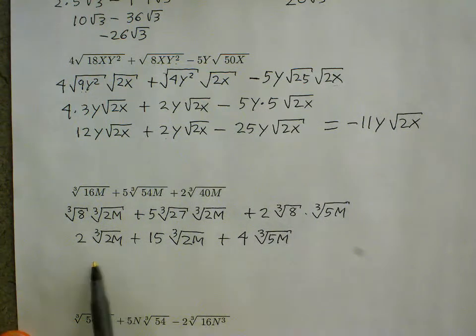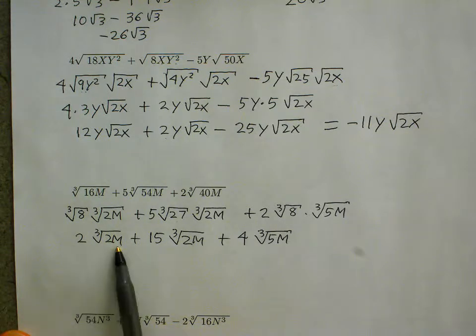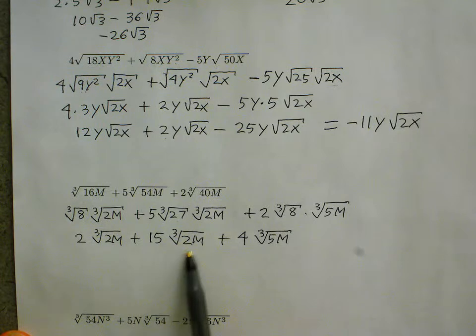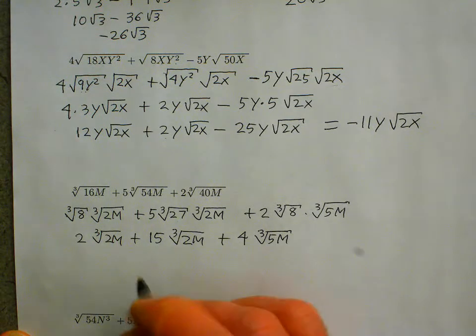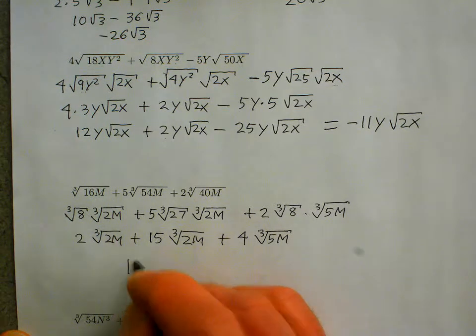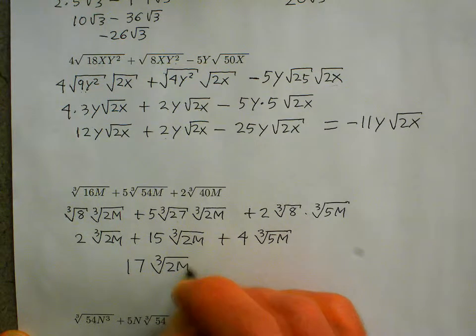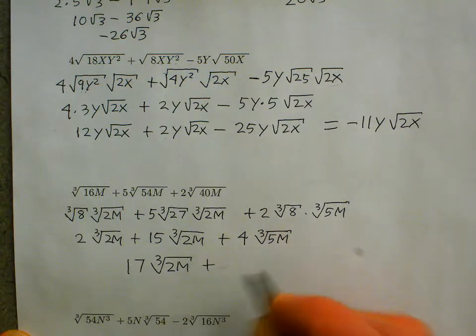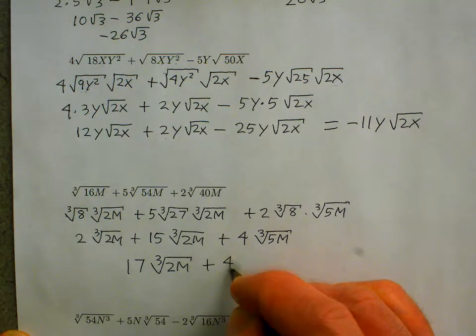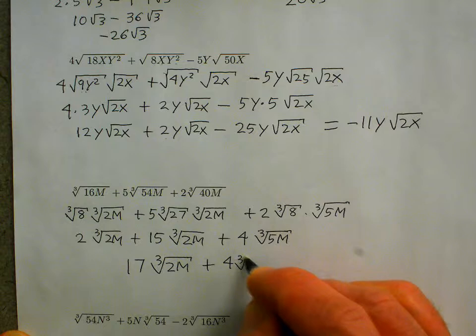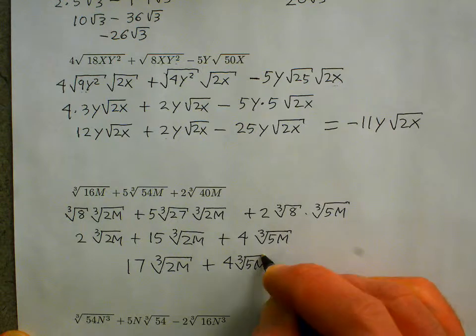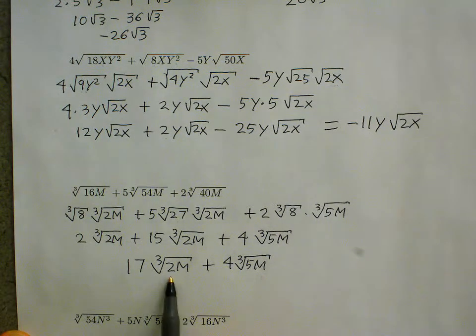So we can combine the first two by adding 2 times the cubed root of 2m plus 15 times the cubed root of 2m, which combined give us 17 times the cubed root of 2m. But the third term is unlike that because the radicand 5m is different than the radicand 2m. So this is as far as we can simplify.